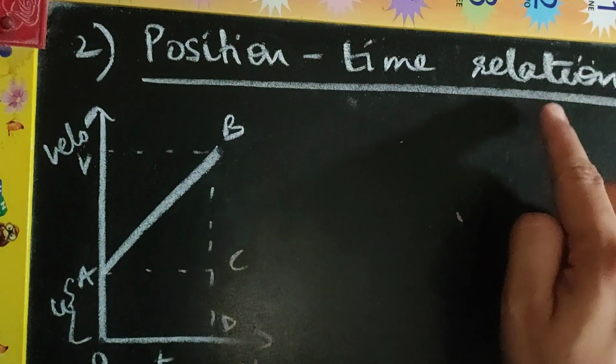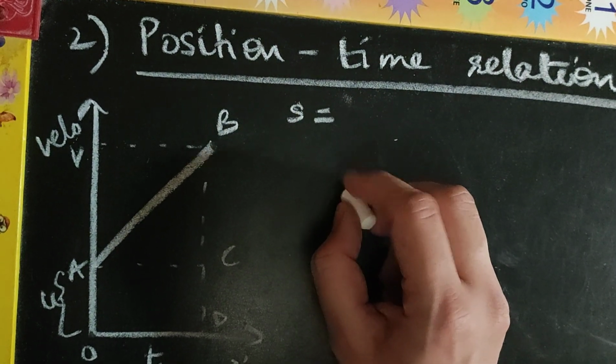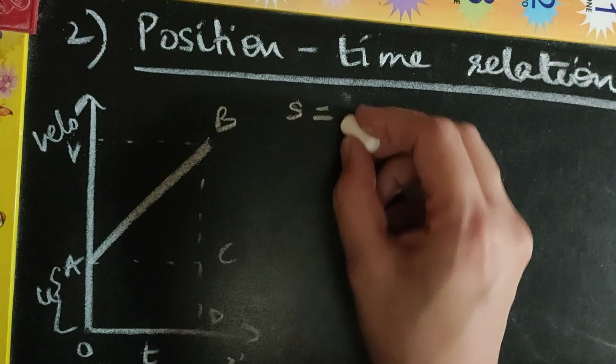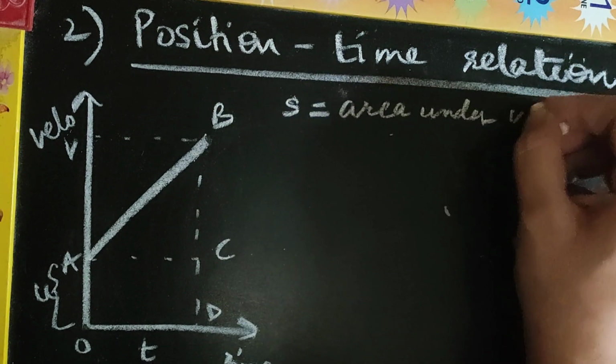So to start the position time relation, we recapitulate the concept that the displacement, which is represented by S, in case of a VT graph is given as the area under the VT graph.